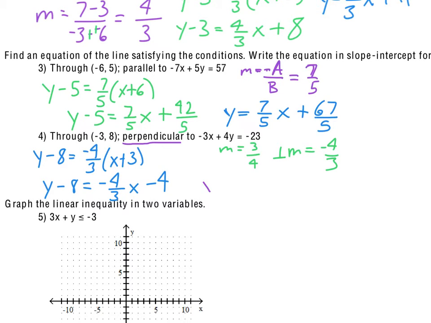When we do that, we get y equals negative 4/3 x plus 4. And that's the equation that we're looking for that's perpendicular to the equation they gave us and goes through that point, (-3, 8).